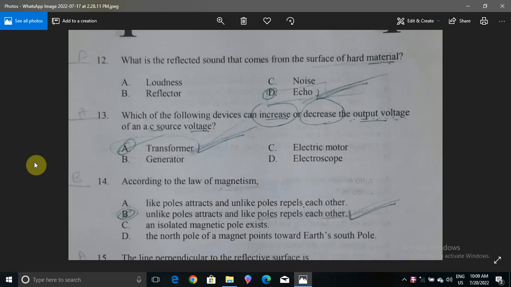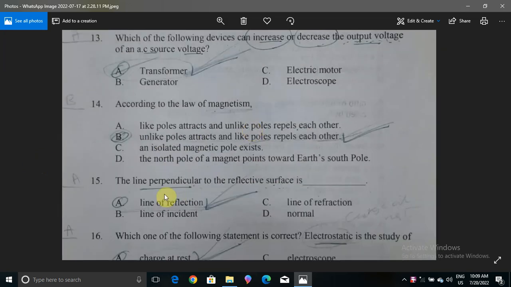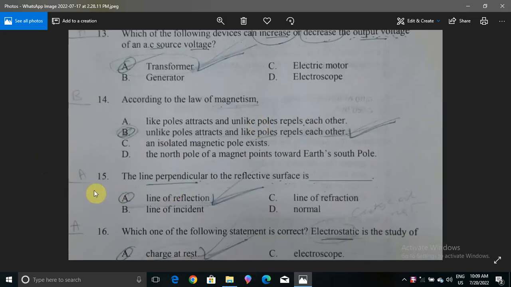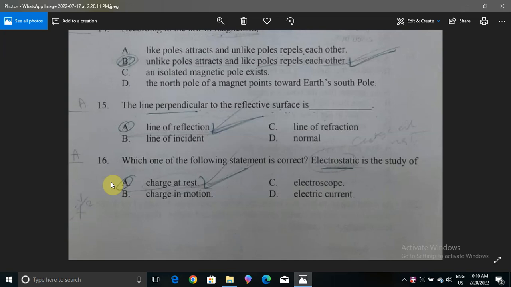and also it's according to the law of magnetism. Now question number 15, the line perpendicular to the reflective surface is what? Line of reflection, line of incident, line of refraction, or normal? Of course it will be line of reflection, because it says line perpendicular, so that means it will be line of reflection.